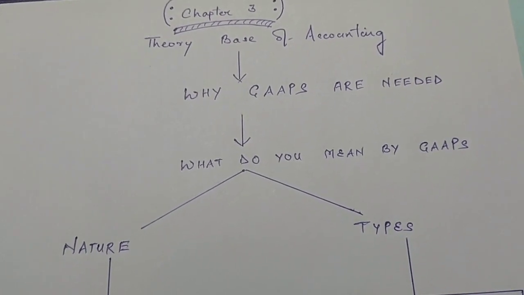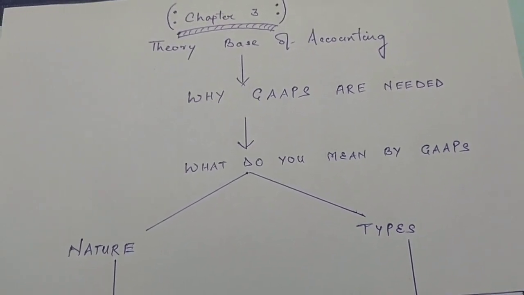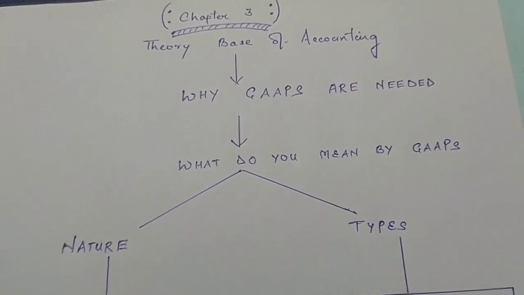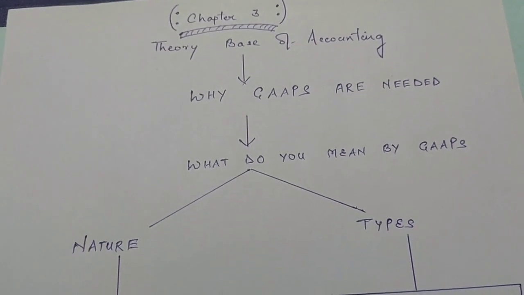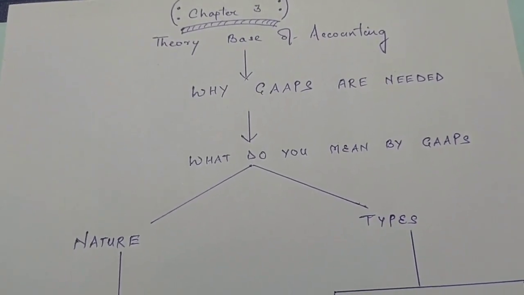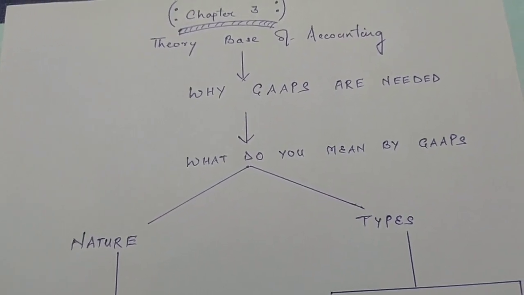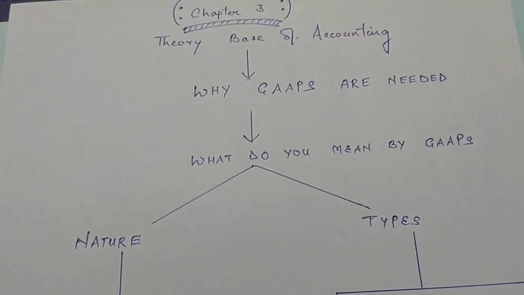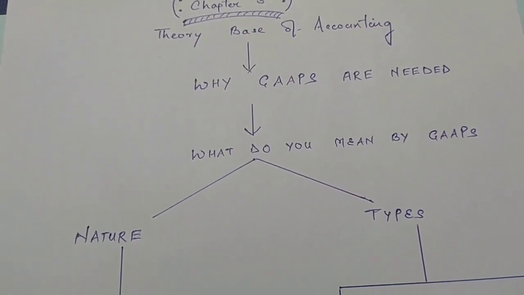Now the question arises, why is GAAP needed? What is the use of GAAP? Why is it required? The answer is, we know that accounting serves as a language for the business. Why is it a language? Because through accounting we communicate the results of the business to all the interested users.